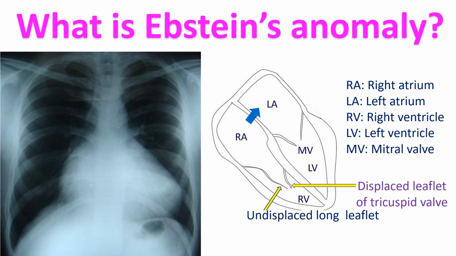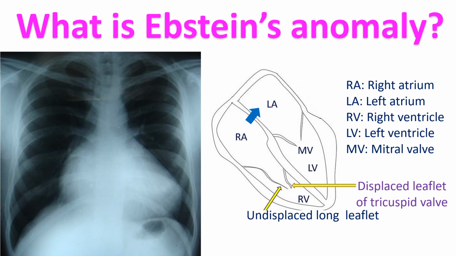Ebstein's anomaly is a congenital anomaly of the tricuspid valve which may manifest soon after birth or more commonly later in life. In Ebstein's anomaly, two of the three leaflets of the tricuspid valve are displaced further into the right ventricle. Usually, the anterior leaflet is not displaced while the septal and posterior tricuspid leaflets are displaced. So, a part of the right ventricle becomes part of the right atrium functionally and is called atrialized right ventricle.